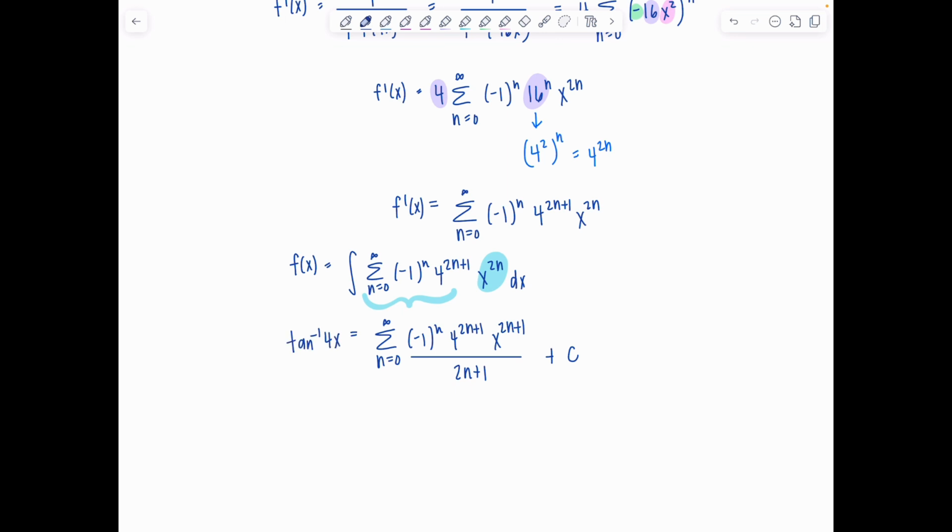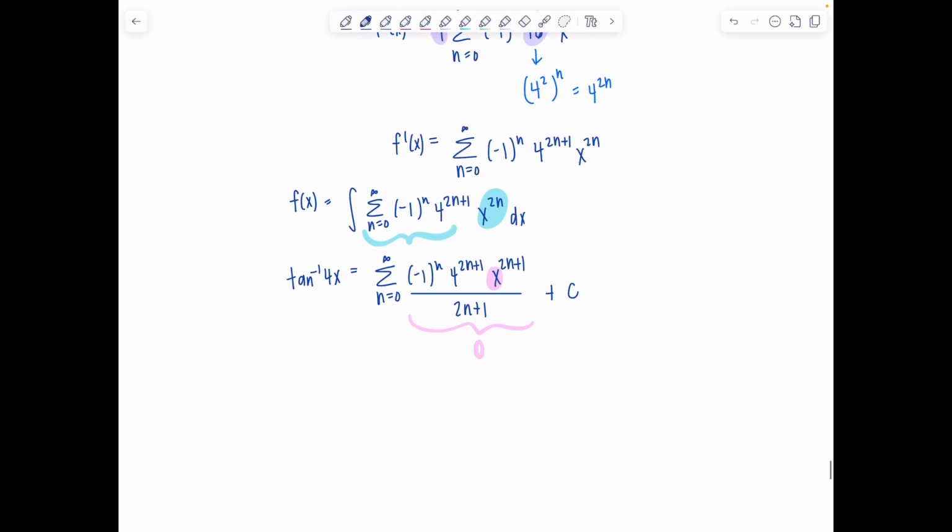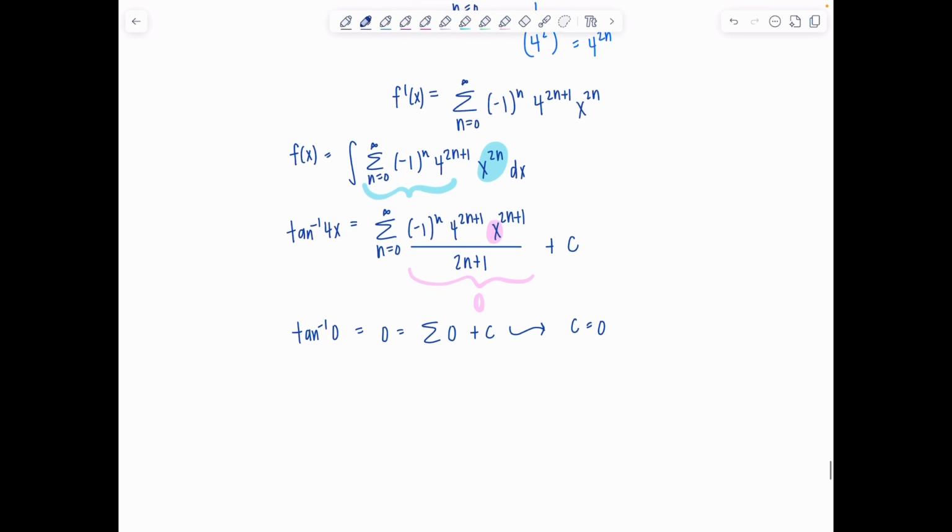And then I want to solve for c. So I'm going to substitute in x equals 0. That's where this power series is centered. That way every single term is 0. And then I have tan inverse of 4 times 0. Well, tan inverse of 0 is 0, right? And that's the sum of a bunch of zeros plus c. So again, c is 0. But check. Sometimes it's something else. It's not 0. So it's very worthwhile to do this step. Please don't take it for granted.